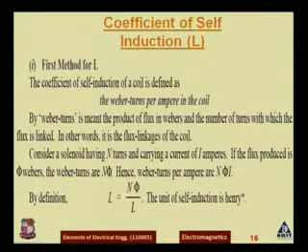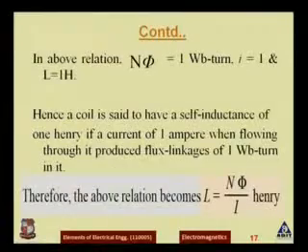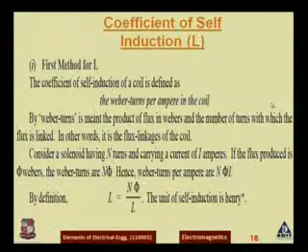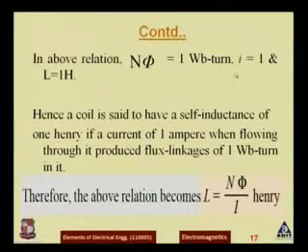That the coefficient of self inductance L is equal to Nφ divided by I. The unit of self inductance is the same as the inductor, that is Henry. So in this relation, L is equal to Nφ/I, if N is 1 turn, φ is 1 Weber, I is 1 ampere, then L is equal to 1 Henry. Hence a coil is said to have a self inductance of 1 Henry if a current of 1 ampere flowing through it produces a flux linkage of 1 Weber turn in it. Therefore, the above relation becomes L is equal to Nφ/I Henry.